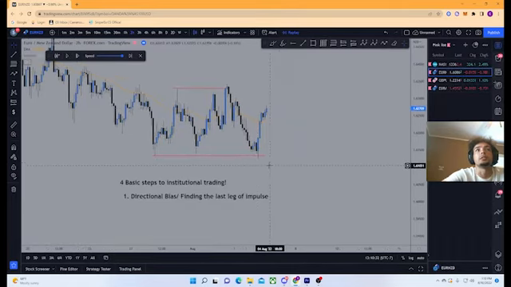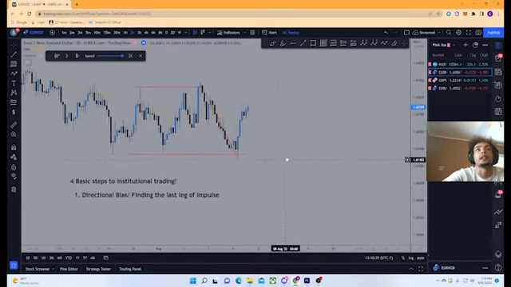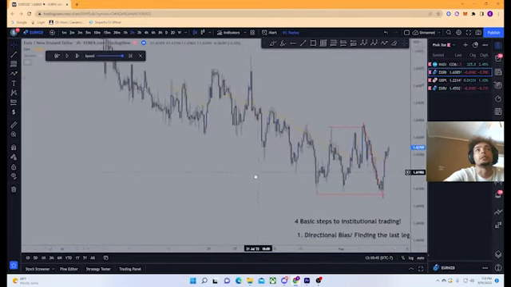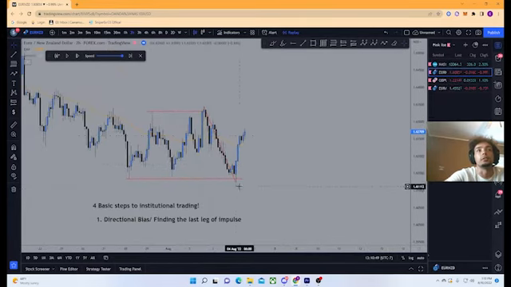Okay, this shows that this is now that last leg of impulse. Because this is that last leg that created a new lower low, because we are on this downtrend. All right, we are on this downtrend. This is that last leg that created a lower low.